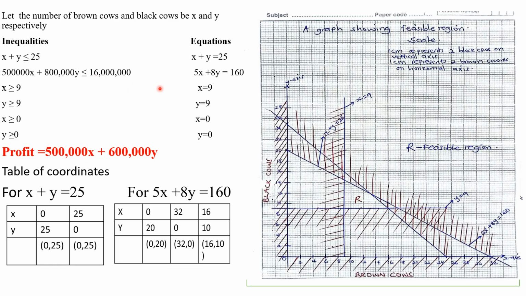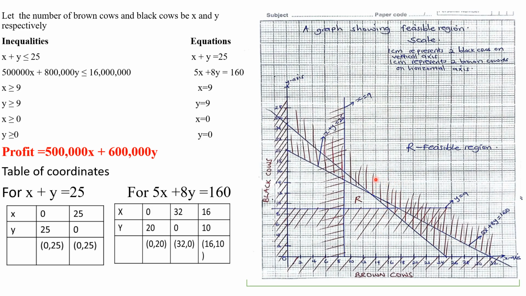Also here, for the case of this inequality, I'll come and say 500,000 times 0 is 0, and even here 600,000 times 0 is 0. And I'm asking, is 0 less than 16 million? Yes. So this region here satisfies the inequality, so I will shade the upper part. And in most cases, the upper part is greater than the lower part.